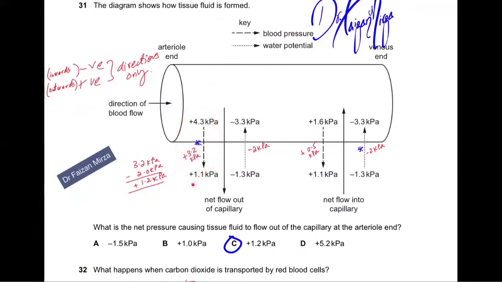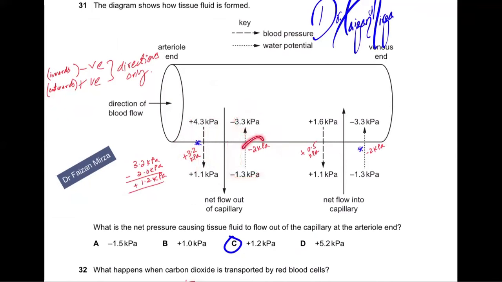So plus 1.1 kilopascal and plus 4.3, we calculate the difference here. This is the difference. This is the pressure already here. So the difference is plus 3.2 kilopascal. So this difference will allow the fluid to move out into the tissue spaces. Similarly, this is the pressure change that can allow it to go back.